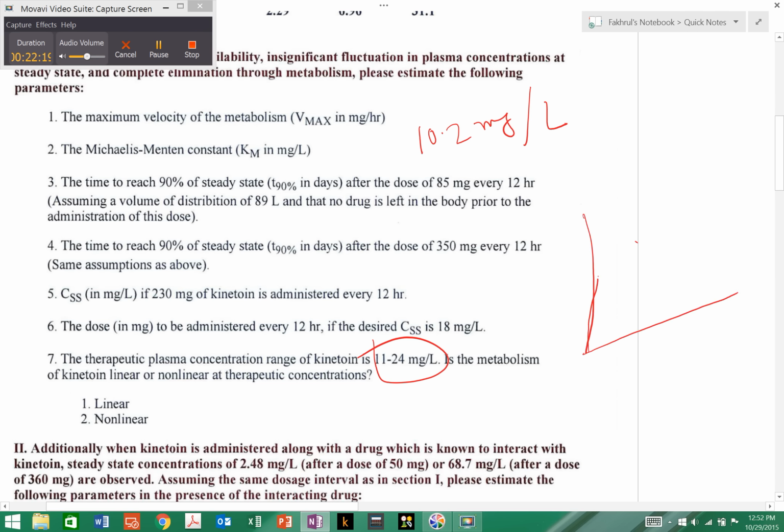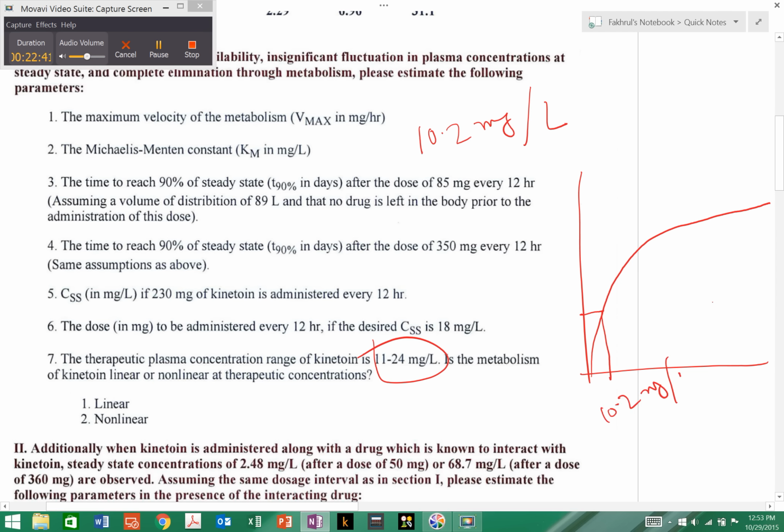So you see here, bad drawing here. If you remember this, your Km, you can say this is here. You found Km, which is 10.2 milligram per liter, but if the plasma concentration goes up, that means it is above Km, which is around here, 11 to 24 milligrams. So for this reason, the answer is going to be non-linear.